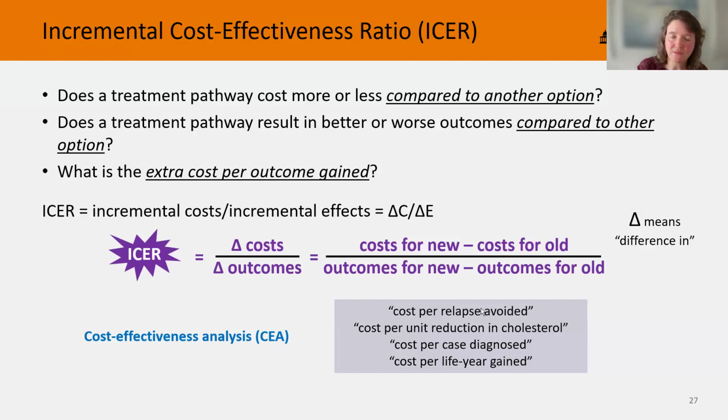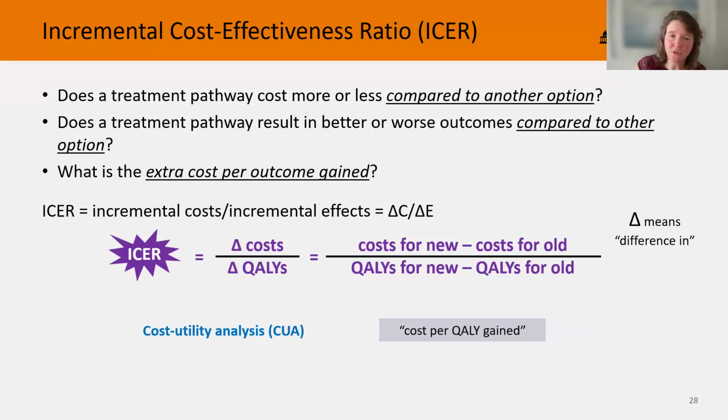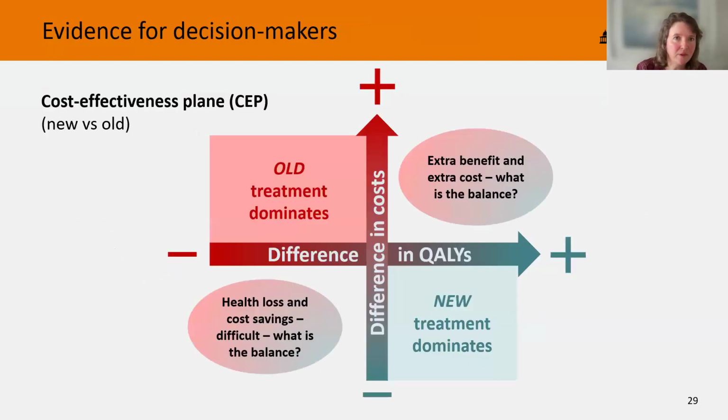So this is a cost effectiveness analysis. So we're looking at the extra cost per whatever, per relapse avoided, per case diagnosed, this sort of thing. So this is the kind of answer that you expect for a cost effectiveness analysis. A cost utility analysis is completely the same, except our outcomes are QALYs. So incremental cost per QALY gained is the result for our cost utility analysis.